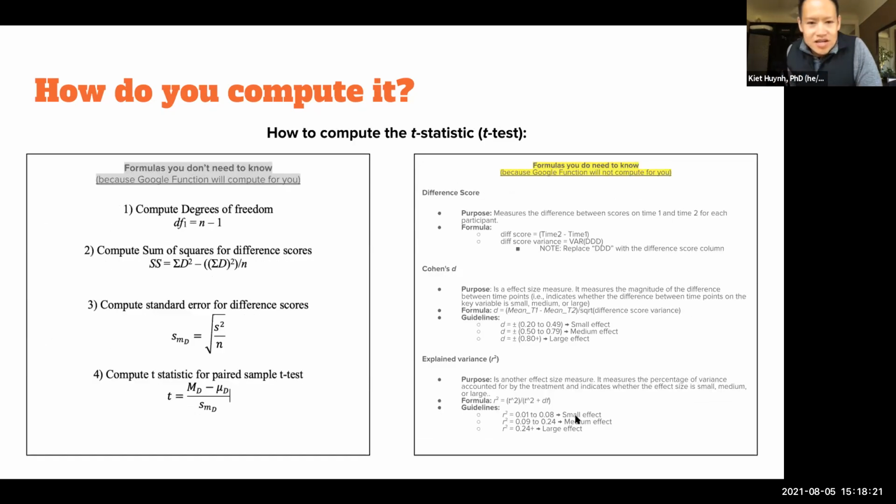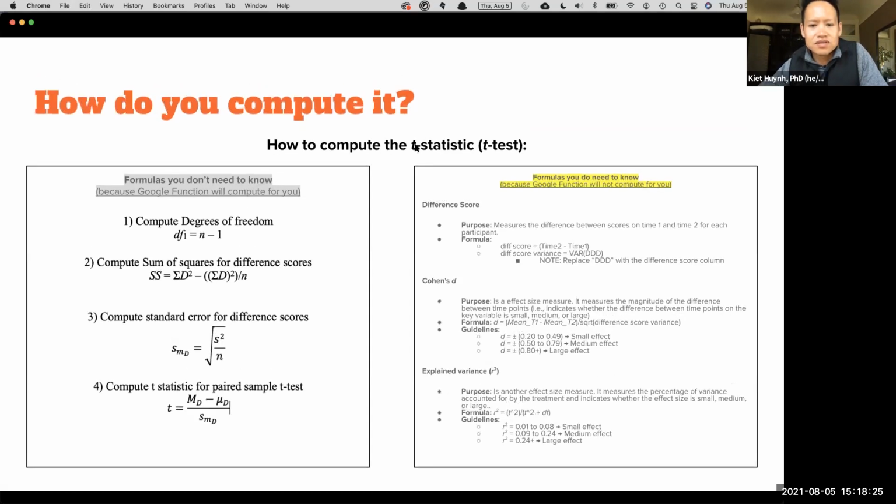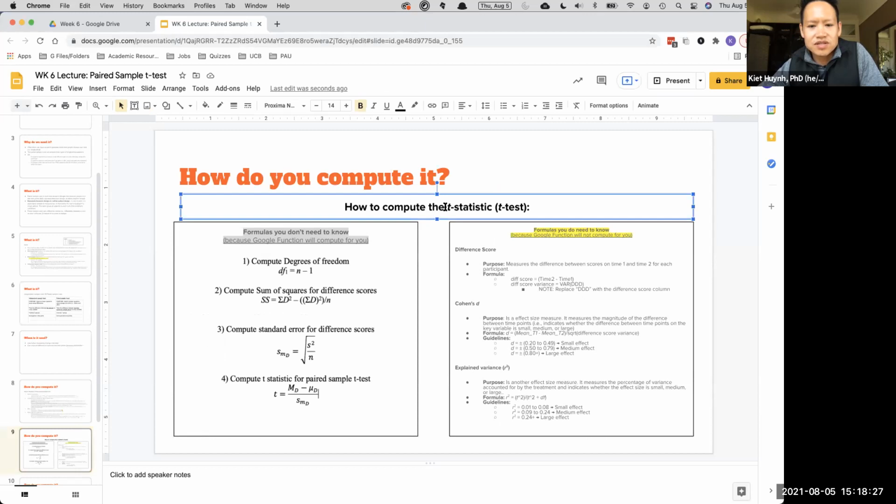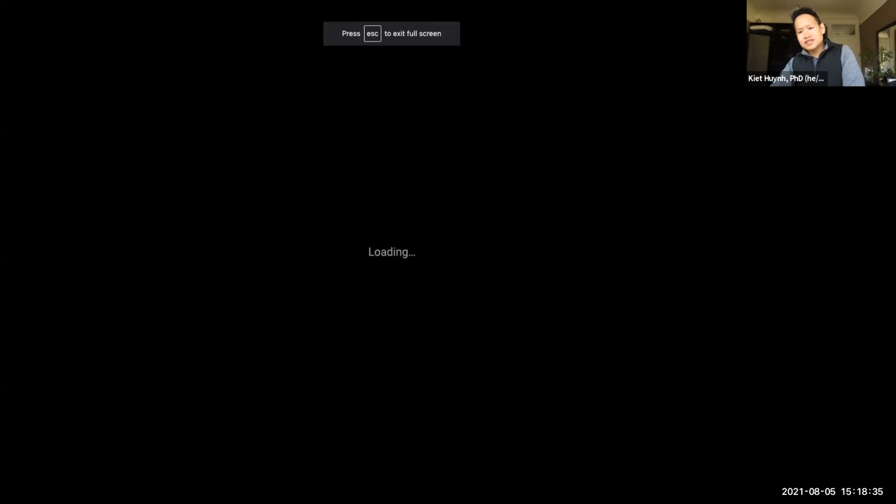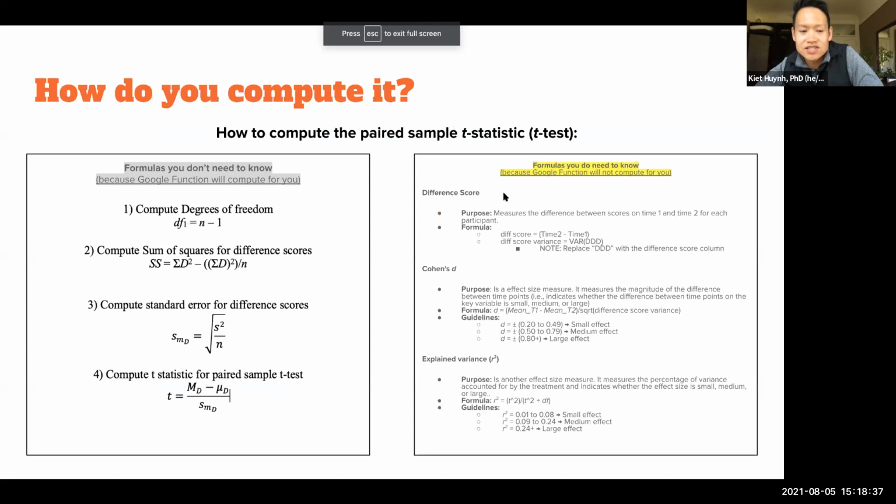So how do you compute a paired sample t-test? Okay, so there are things that the software will do for you, and there are things that you have to do yourself that the software will not do for you.